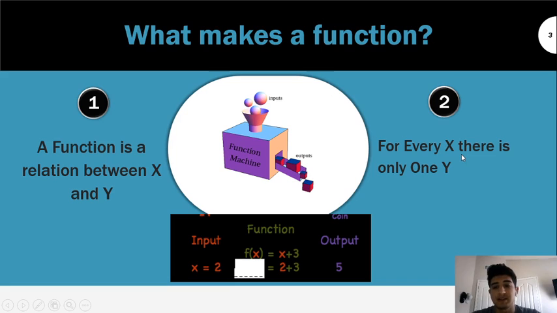It is okay to have two different x's give you the same y. That is the only instance where it's okay. But whenever you have one x that has two y's, it's no longer a function.